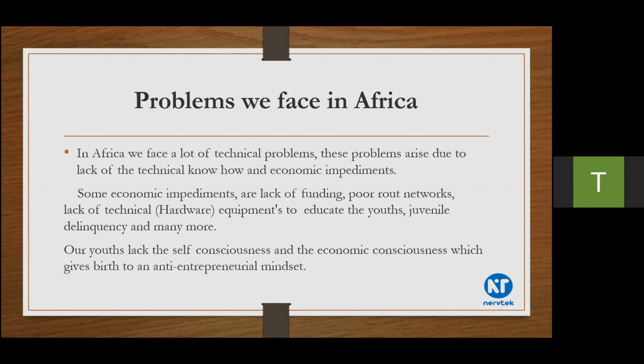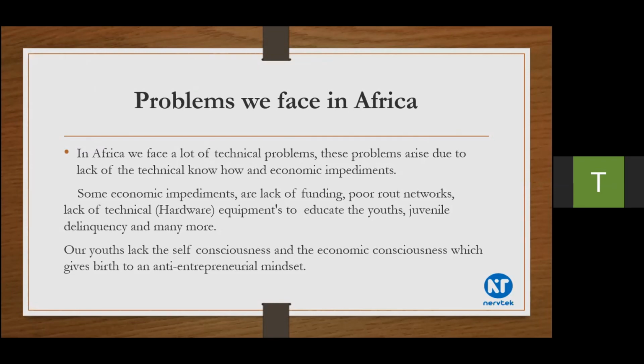Self-consciousness, that's, you don't pay keen attention to the problems you face, attention to your economy. You don't try to foresee the future. What's Cameroon going to be like in the nearest future? What's Africa going to be like in the nearest future? How are my finances and all the rest? How? So all these questions, how?